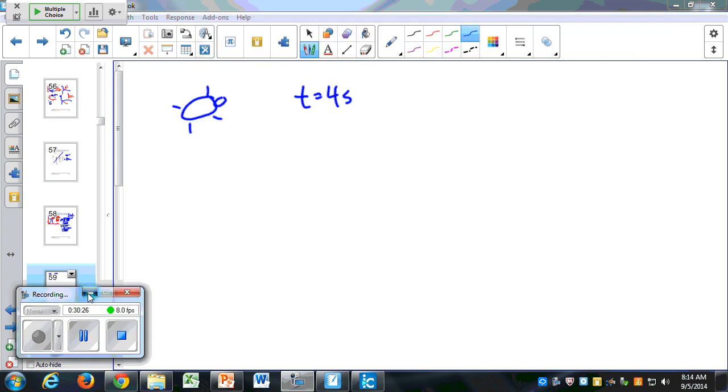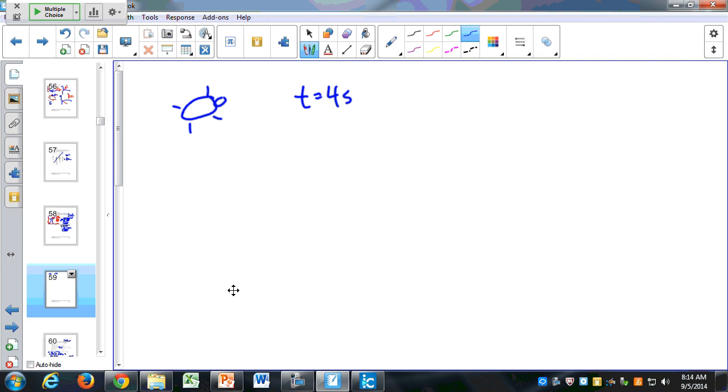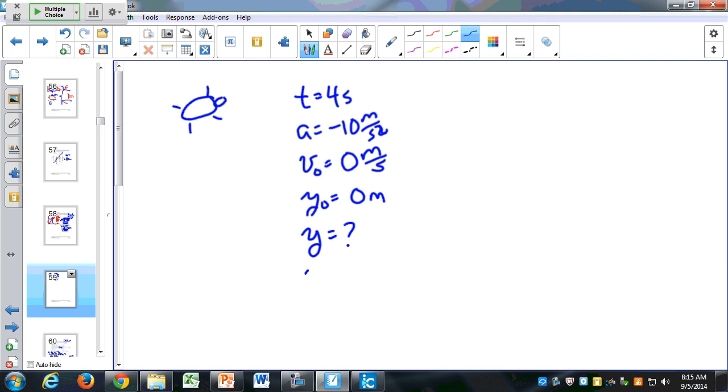Now, what are some other things that I know? All that same stuff: acceleration is minus 10. V naught is 0 meters per second because he's initially at rest. Y naught is also 0. And like last time, I want to know what is the height that he falls, and I also want to know what is the speed at the bottom. This will be considerably easier because both of my equations, v equals v naught plus at, each of them only has one unknown.